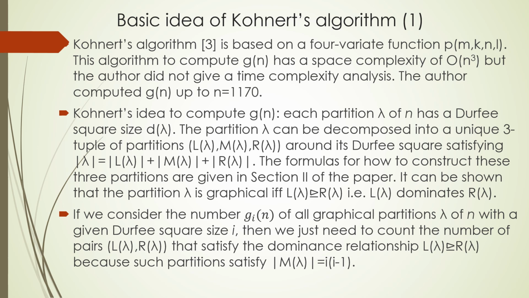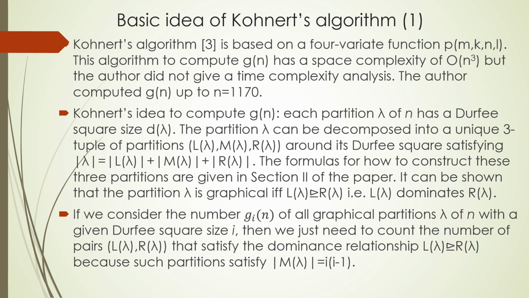And Kohnert's algorithm to compute the function Gn is also based on a 4-variate function, but the idea is quite different. At the moment of publishing their paper, they could compute values of n up to more than 1,000. That's quite impressive.